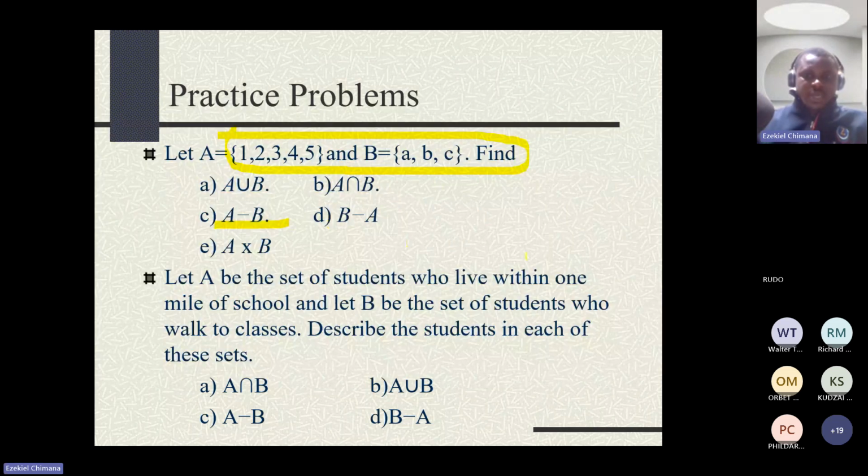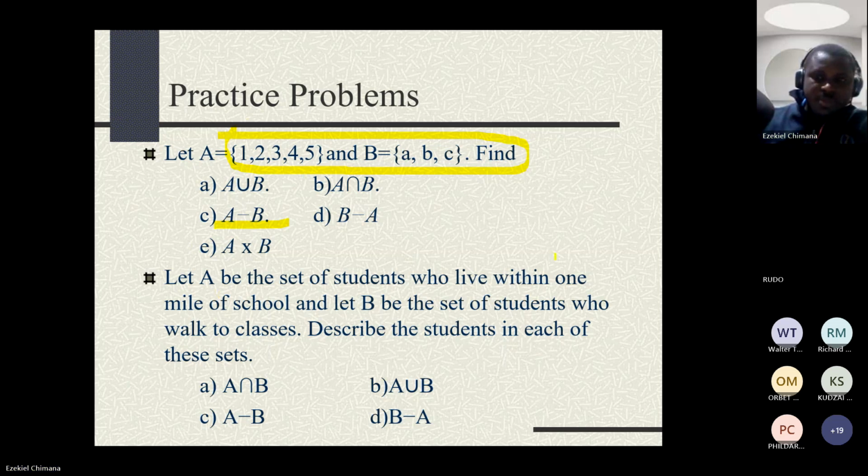Just need to raise your hand. What's A minus B? Yeah, 1, 2, 3, 4, 5. Exactly. Those are the elements which are in A but not in B. Thank you for that. You can lower your hand.